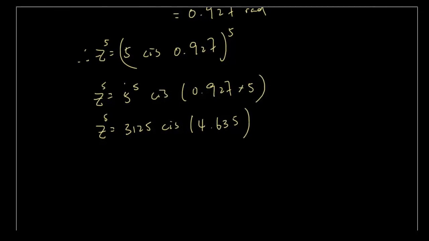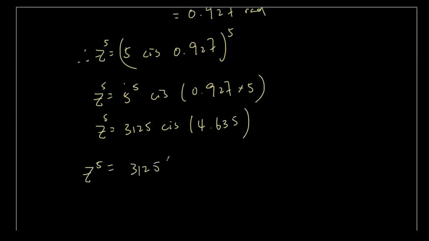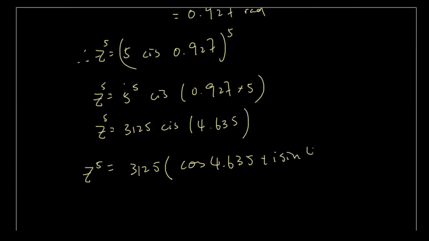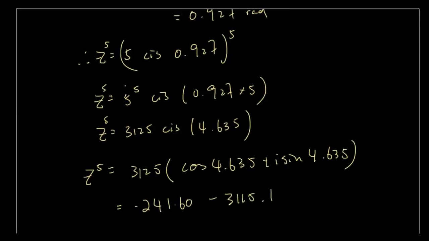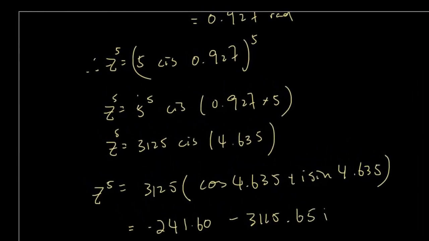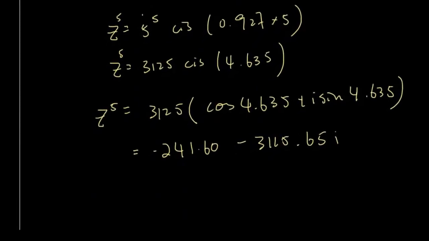Now, if we need to put it back into the rectangular form, that would just be 3125 of cos 4.635 plus i sine 4.635. So that would be approximately negative 2 4 1 0.60 minus 3115.6 4.65i. Okay, hope that's clear.